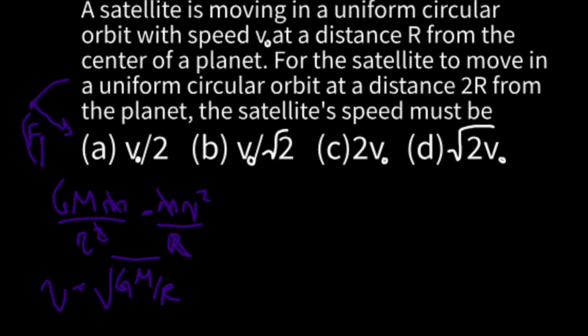Now we see that our radius is in the denominator of this expression, so if we were to double the radius of orbit, our velocity is going to decrease by the square root of 2. And option B is the only answer where that happens.